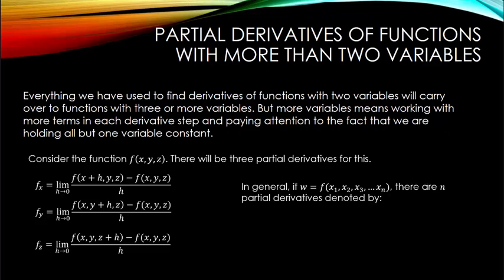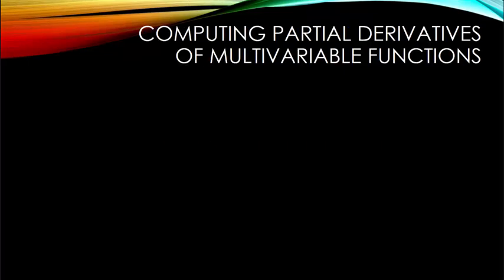In general, if w is equal to a function of x sub 1, x sub 2, x sub 3, and so on up to x sub n, it means there will be n partial derivatives, and I will note them by the partial derivative of w with respect to x sub k will be given by f x sub k of x sub 1, x sub 2, x sub 3, and so on, where k is an integer between 1 and n.